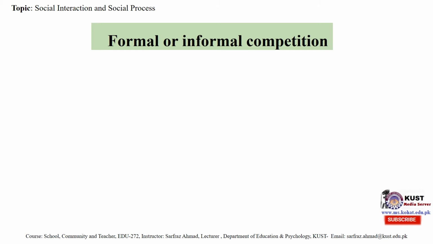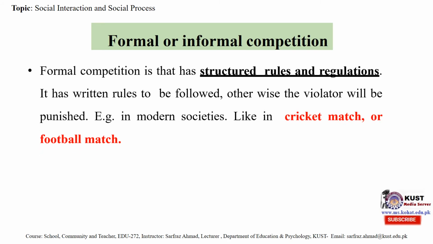Then formal and informal competitions. What is meant by formal or informal competition? Formal competition has structured rules and regulations. Whenever you have rules and regulations in games or competitions, that becomes formal competition. It has written rules to be followed, otherwise the violators will be punished. For example, in modern societies, in a cricket match or football match and many other games, there are rules and a proper trophy or competition held according to some principles, like once a year, twice a year, and so on, by the government. So that becomes a formal competition.